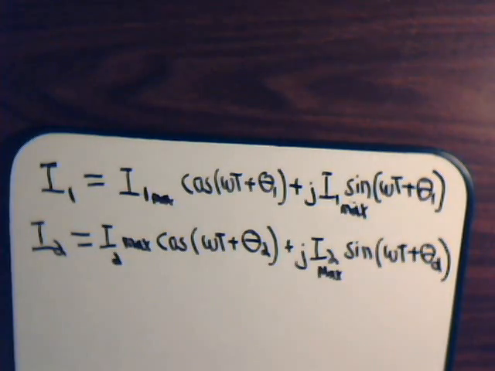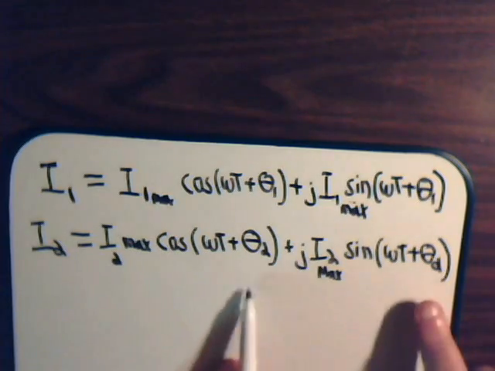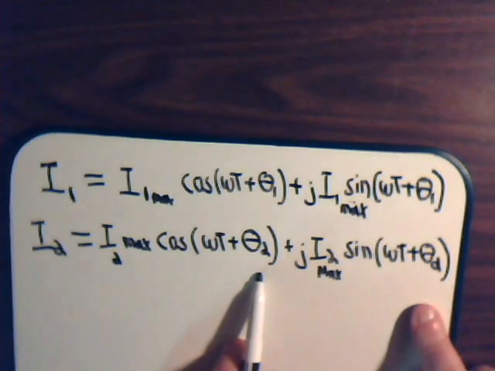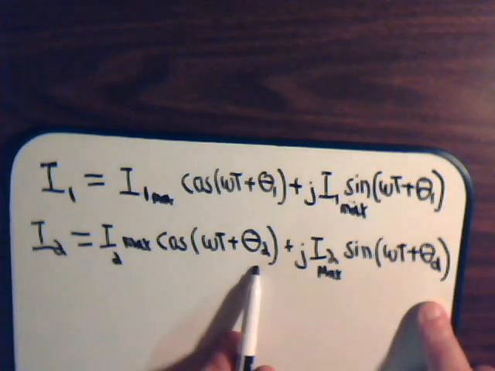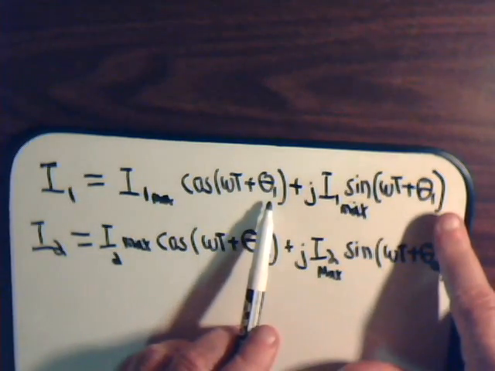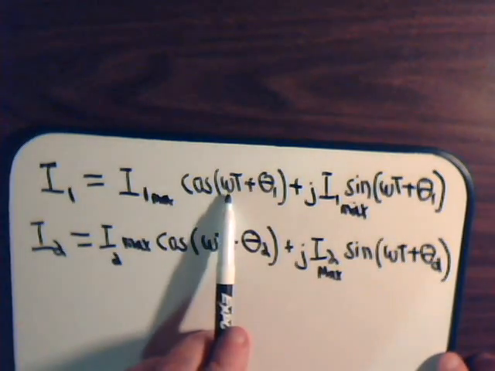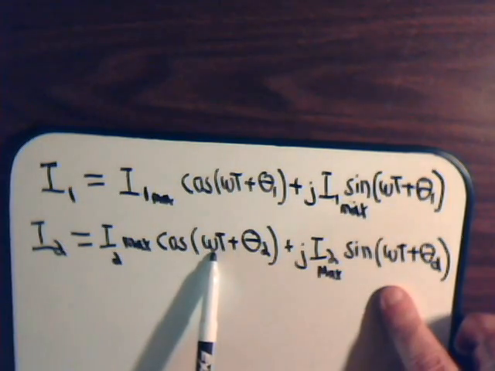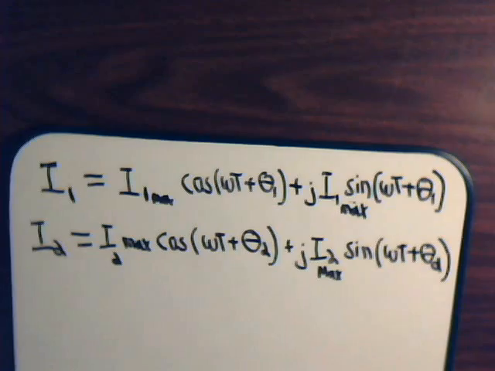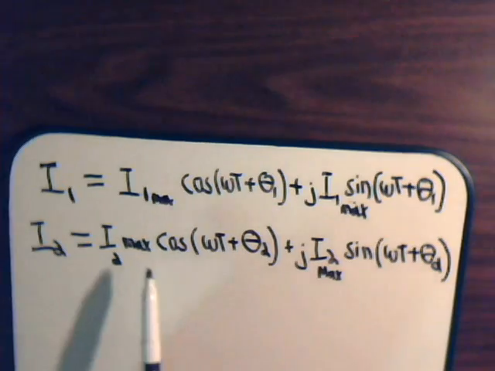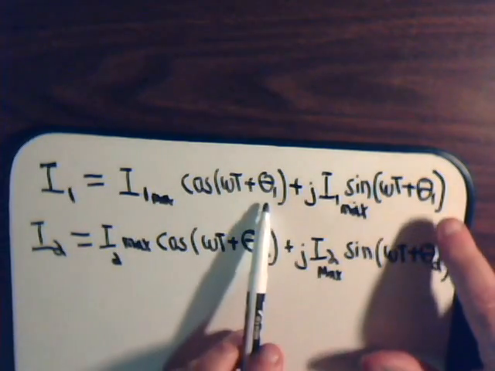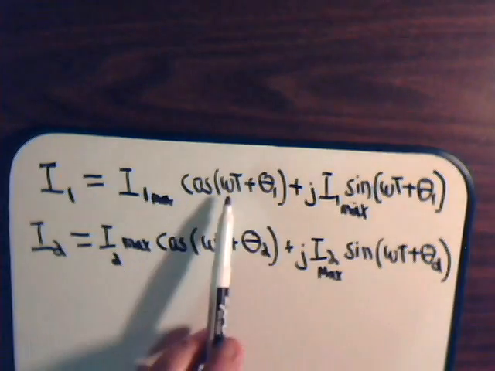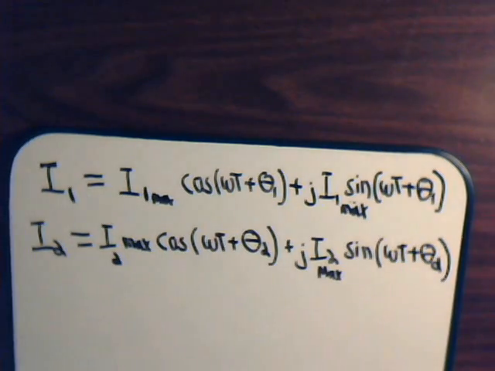Now the way we're writing this out, these have different phase angles for I2 and I1. This is a phase angle of theta 2. This is a phase angle of theta 1. But we're keeping the angular velocity omega the same in each case. So I2 and I1 have different maximum values and different phase angles, but the angular frequency is the same. So we could write it out like this then.